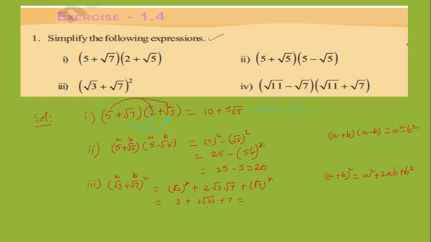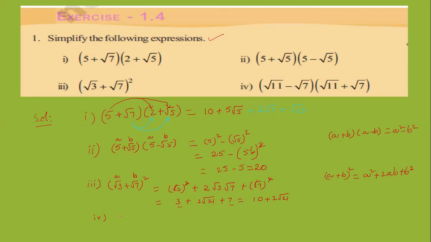Here you may observe, the middle term is an irrational number. So the first one and the third one, these two are rational numbers. 3 plus 7, then what do you get? 10. 10 plus 2 root 21. That's enough. It's over. In this manner, you may do the fourth one at home.